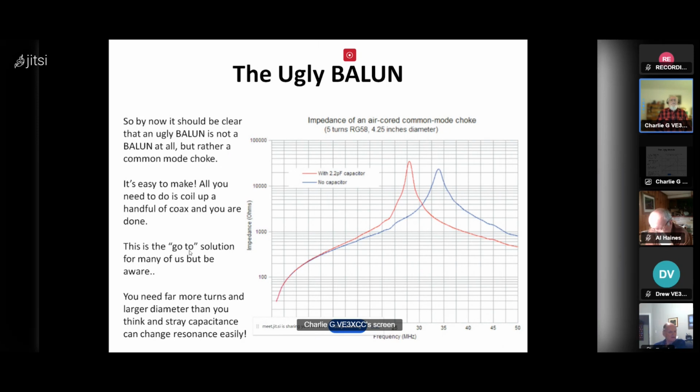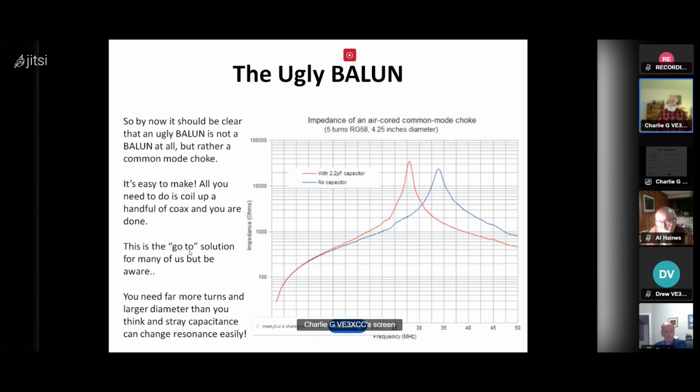One of the things you'll discover when you start playing with these, and if you could actually dig in and measure their capabilities, is that you need way more turns than you think, first off. And secondly, the diameter of that coil of coax makes a huge difference. If you make a fairly small diameter, it won't be nearly as effective. Something with a 4-inch diameter, for instance, won't be nearly as effective as something with, say, a 12-inch diameter.